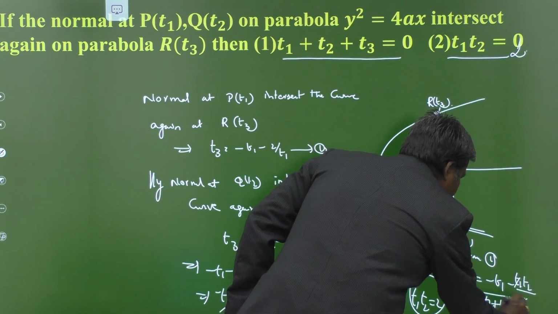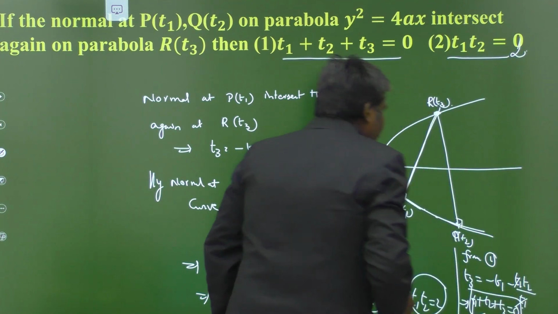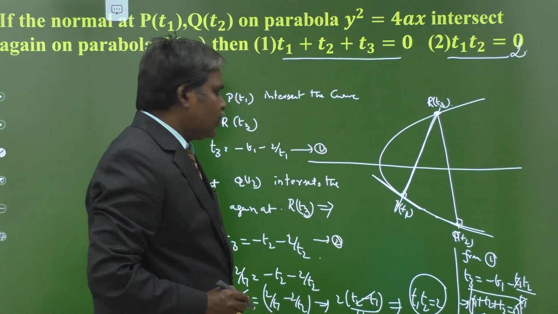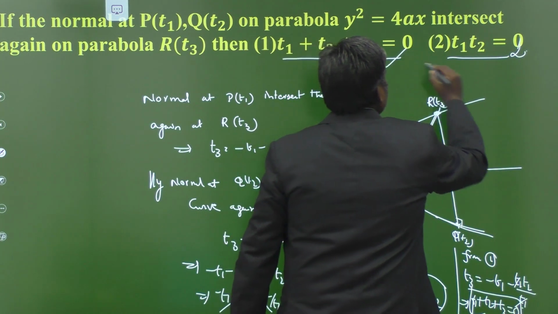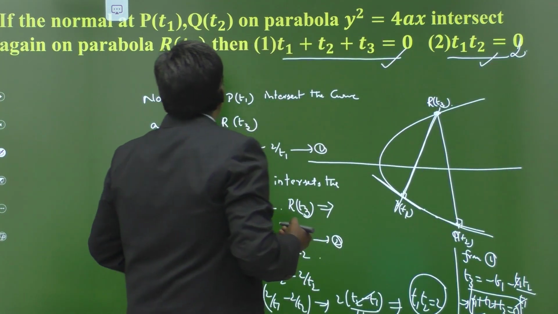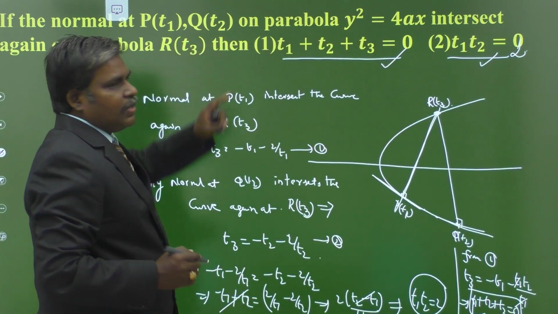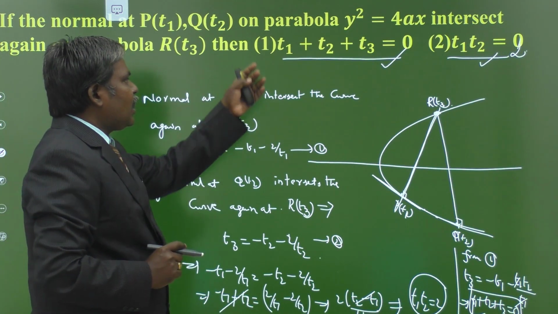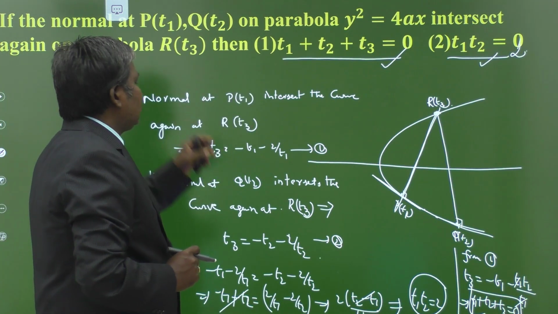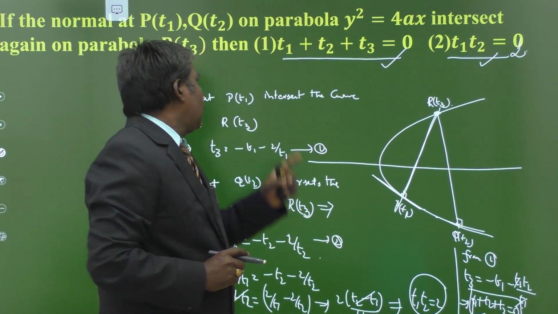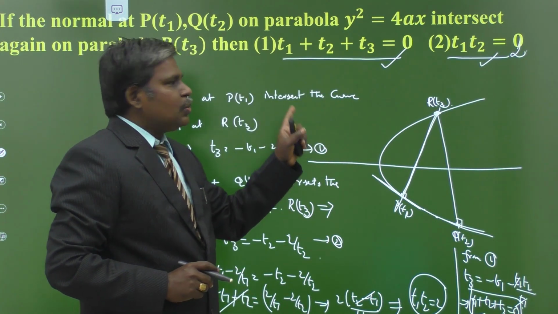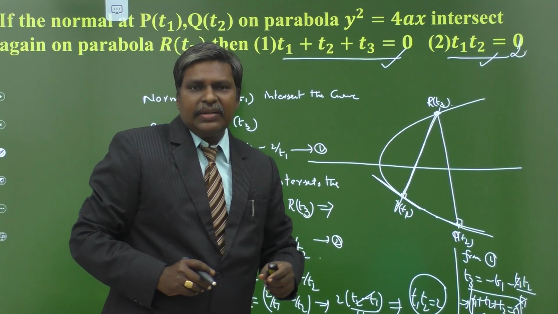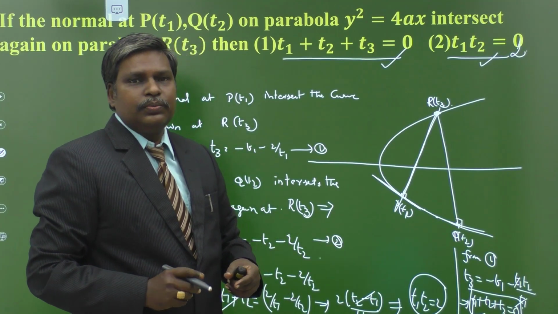equal to 0. Therefore we have T1 plus T2 plus T3 equal to 0 and T1 T2 is equal to 2. These are the two conditions we obtained when the normals at P of T1 and Q of T2 to the parabola y square equal to 4ax intersect again on the parabola at R of T3. So we have the conditions T1 plus T2 plus T3 equal to 0 and T1 T2 is equal to 2.